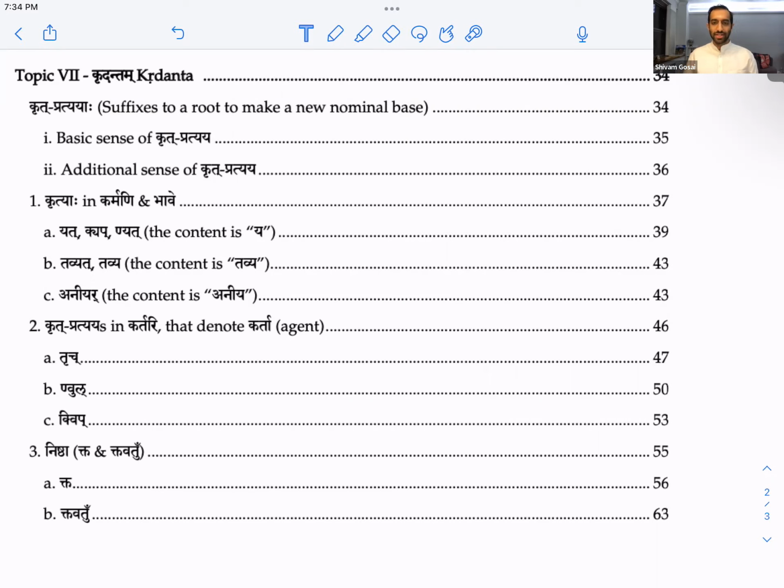Nishtha is the next section. Hopefully we'll get some time. Nishtha is also Kartari Kṛdanta, but it can also have different meanings. So that's why we're going to keep it separate for now.